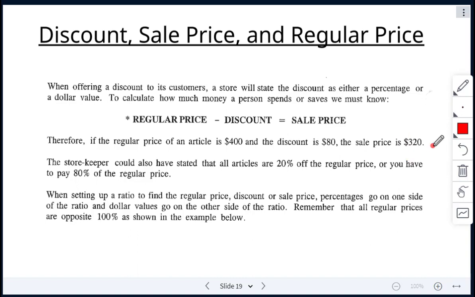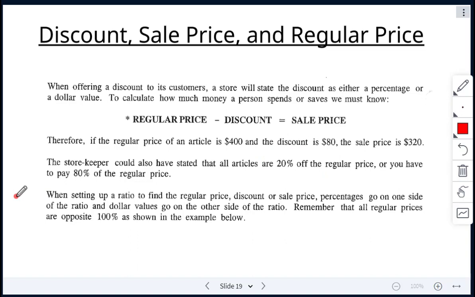But that's not always how it's stated. It's usually stated as a discount, like 20% off, 30% off, and so on. So a storekeeper could have stated it in percentages so that all articles are 20% off the regular price. Or maybe it might say you have to pay 80% of the regular price, but it's usually written as how much percentages is going to be taken off.